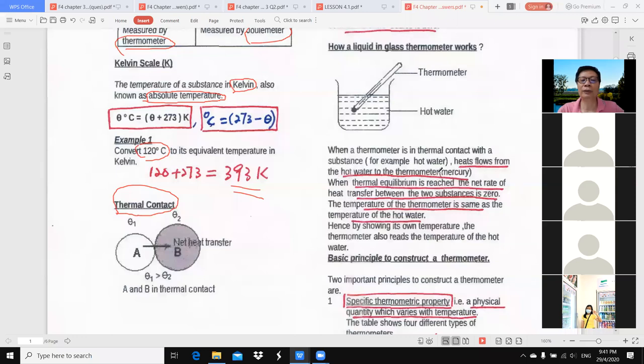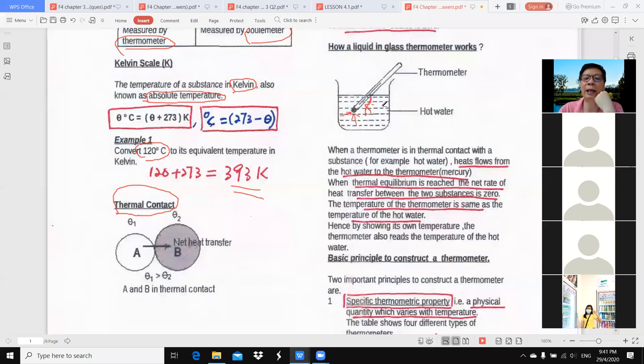Okay. When thermal equilibrium is reached, finally, when you wait for a few minutes, let's say 5 minutes, 10 minutes, thermal equilibrium is reached. Then the net rate of heat transfer between the two substances becomes zero. Meaning that it's like this. Many of you have the wrong impression when you put this thermometer inside the hot water. Many of you would think heat only moves from the hot water to the mercury, correct?